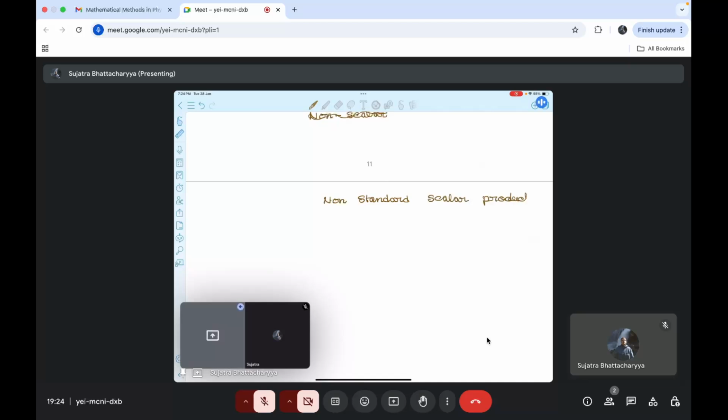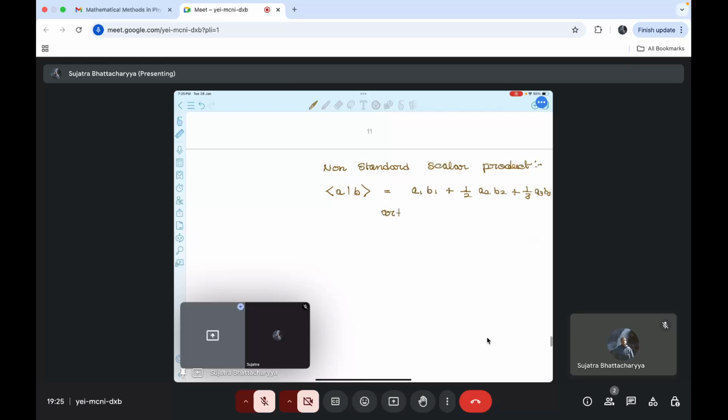Right. So this is the non-standard scalar product. Suppose you have A, B, these are inner products, definitely, and can be written like this: A1 B1 plus half A2 B2 plus one third A3 B3. So are these legitimate scalar products? We generally write it as A dot B or A oblique B.